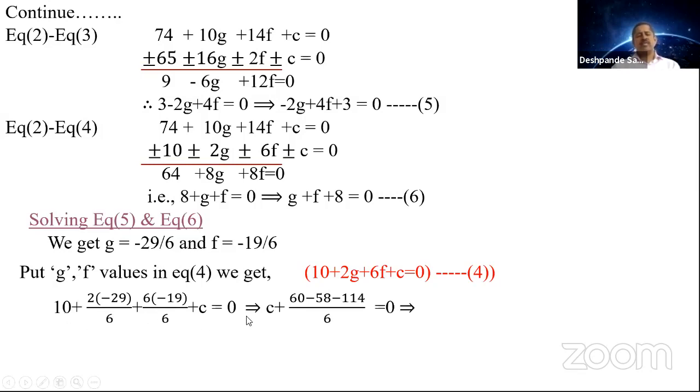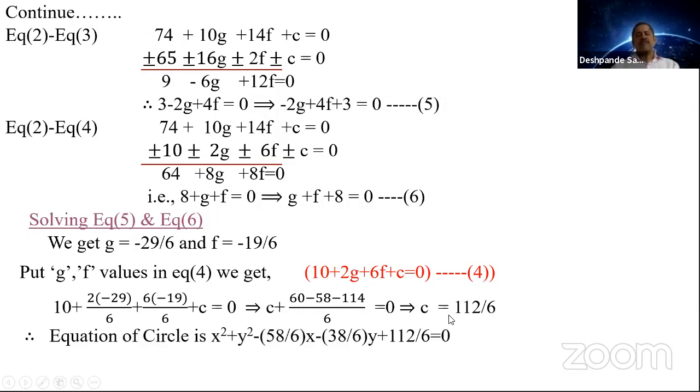10 into 6 is 60, minus 2 into 29 is minus 58, 6 into minus 19 is minus 114. So C plus 60 minus 58 minus 114, all by 6. 60 minus 58 is 2, 2 minus 114 is minus 112. So C is minus 112 by 6. So we can write the value of C as 112 divided by 6.